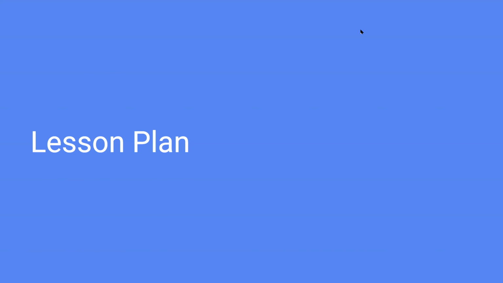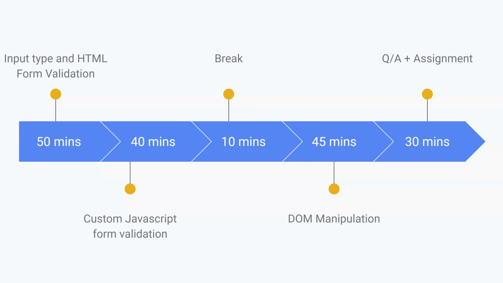So about the lesson plan, I'll start by showing you quickly the layout of what we'll be talking about today. We'll start with the input, talking about input types and by default HTML form validation as a continuation of what we started yesterday. We'll start from the code we wrote yesterday and we'll add validation to it through HTML. Then we'll see a more customized way of handling validation through JavaScript.